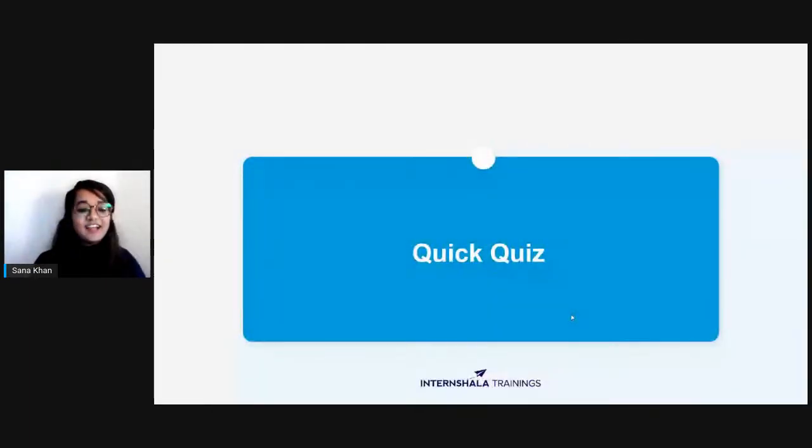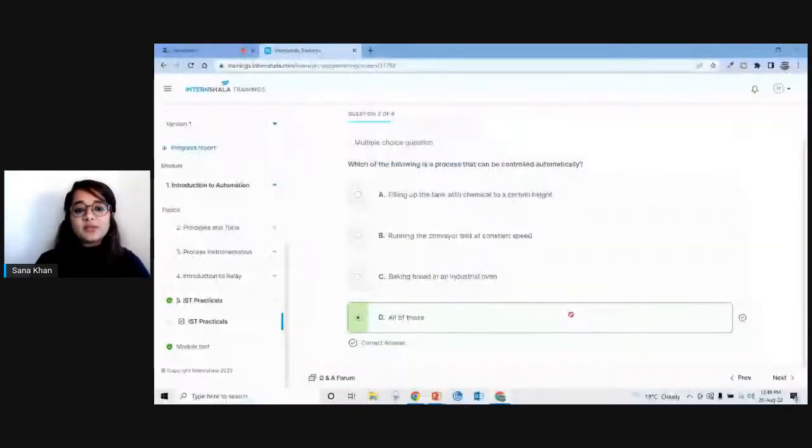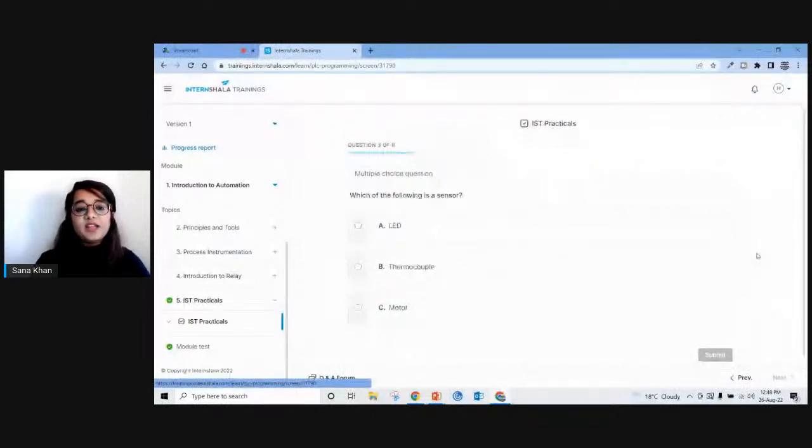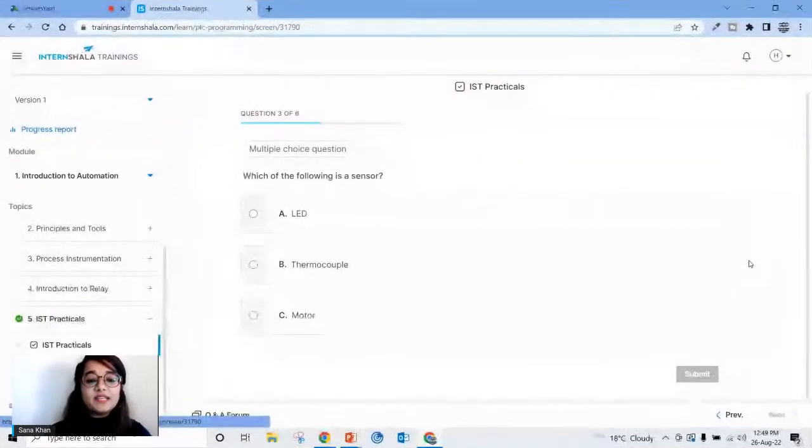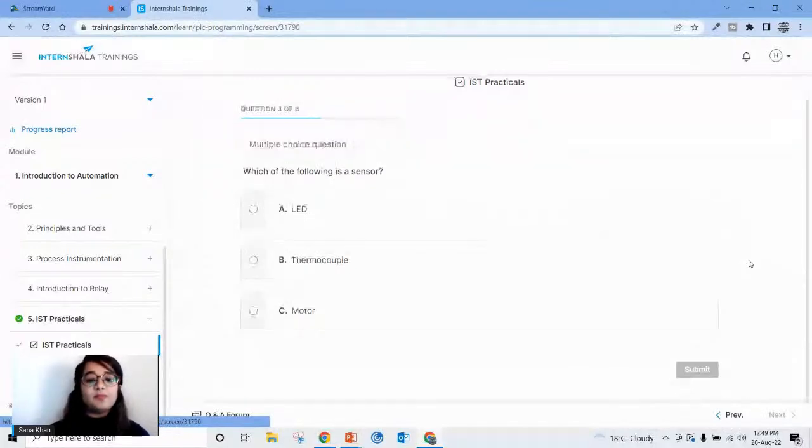All right, I hope you guys are able to understand and we are not getting bogged down. So let me go back to the next question. Which of the following is a sensor? Is it A, LED, B, thermocouple, or C, motor? So here I have put some input devices and output devices.